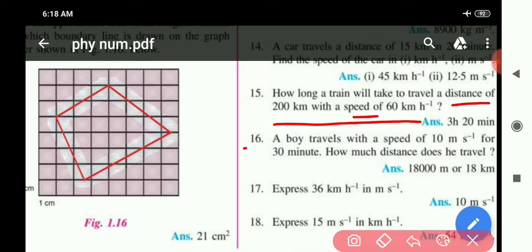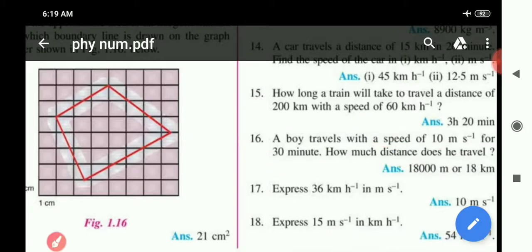Okay, and in question number 16 also, a boy traveled with a speed of 10 meter per second for 30 minutes. So here also the speed is given and time is given, and here we have to calculate the distance. So for the solution of 15 and 16, let's move to the solution.